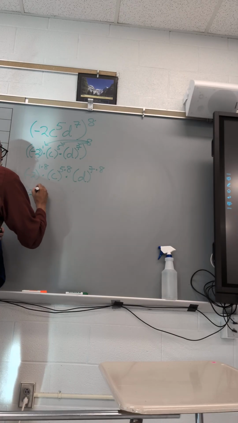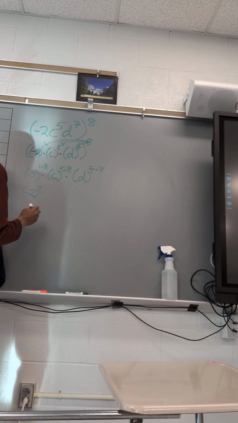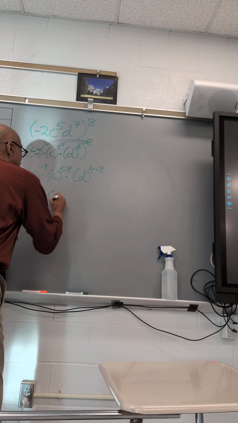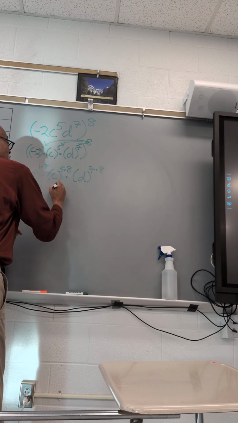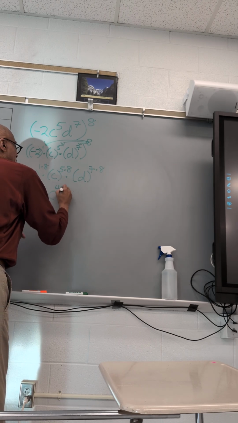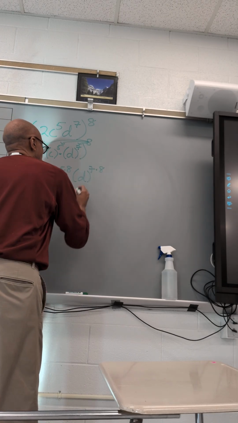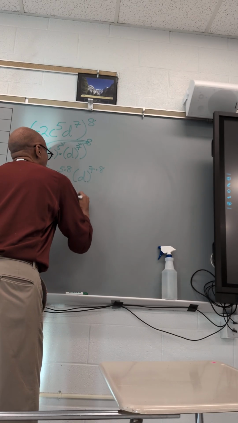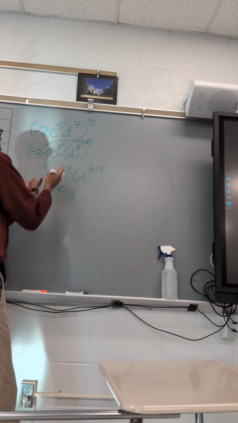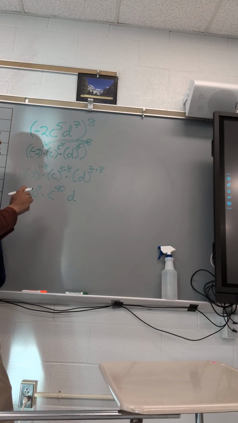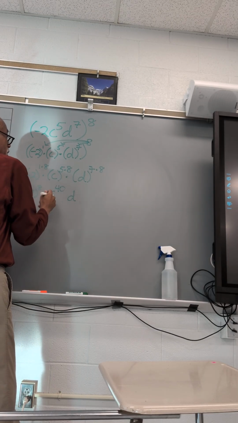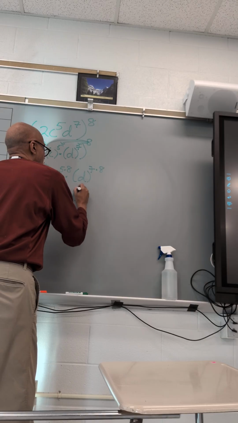-2 to the 8th times c to the 5 times 8. 5 times 8 is 40. d, 7 times 8 is 56. Obviously, if you don't know your times tables, you just put this in your calculator. So you just put in the calculator 5 times 8 and 7 times 8, 56.